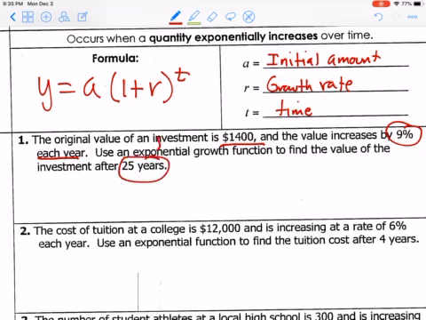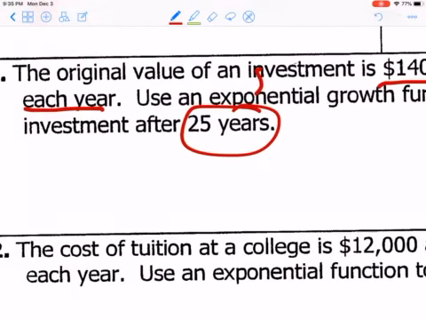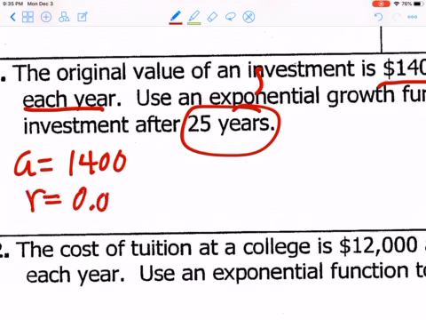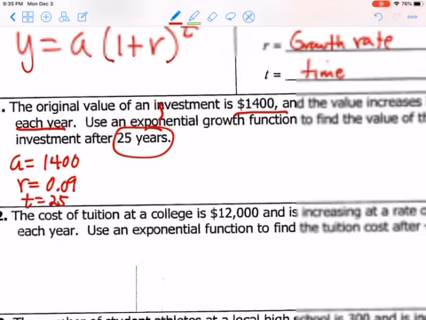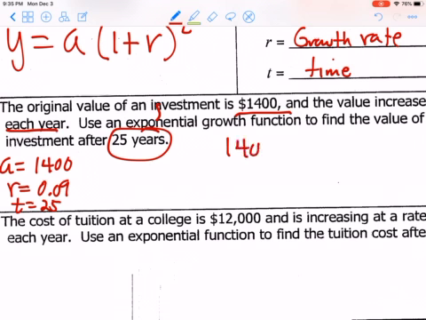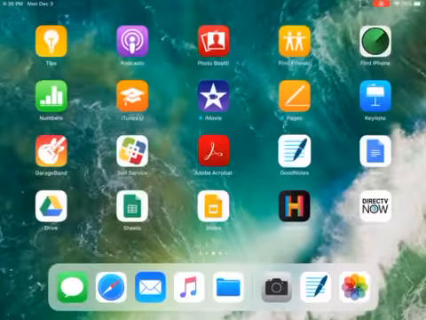There's our time. So again, if we identify our A as $1,400, our R as 0.09, and I know it was 9%, but we need to put it in decimal, and T is 25. Then we can create the formula 1,400 times 1 plus 0.09 raised to the 25th. Now all we're going to do is put that into the calculator, and I'll show you what that looks like. It's not the best look in the world, but it'll get it done.